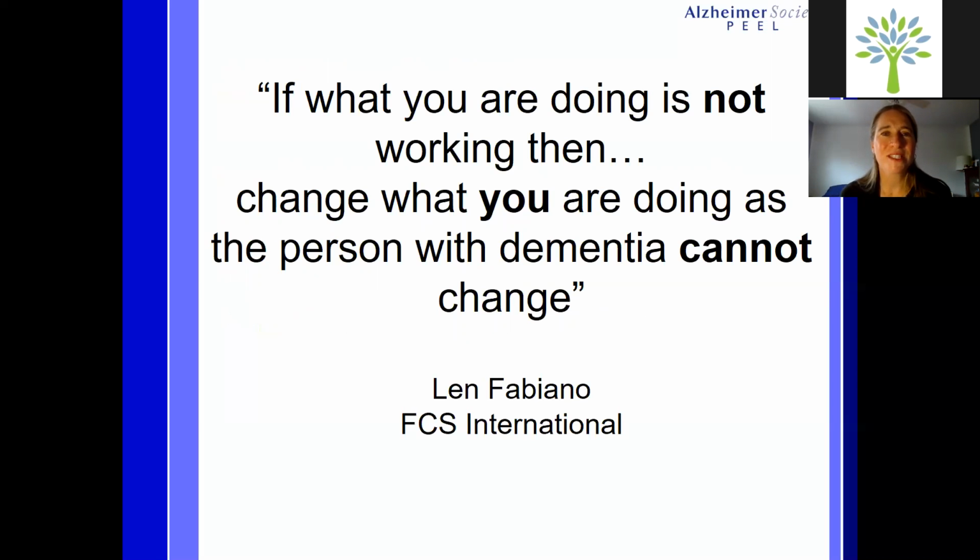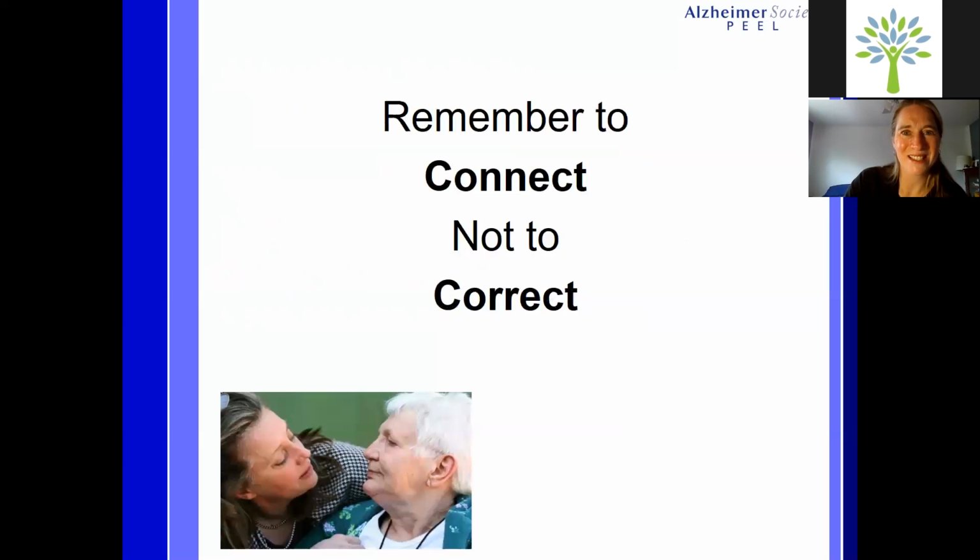Len Fabiano said, if what you are doing is not working, then change what you're doing, as the person with dementia cannot change, right? The change is up to us. And it's really important, as we said at the beginning, in terms of the person will always remember how you made them feel. This is why it's so important to connect. Remember to connect, not to correct. You'll never win an argument with the person with dementia.